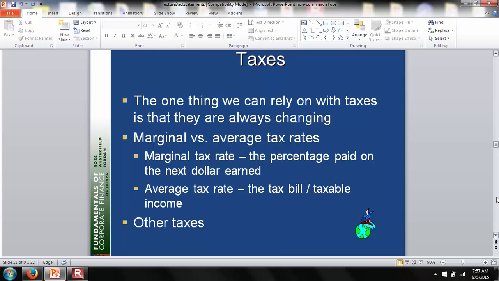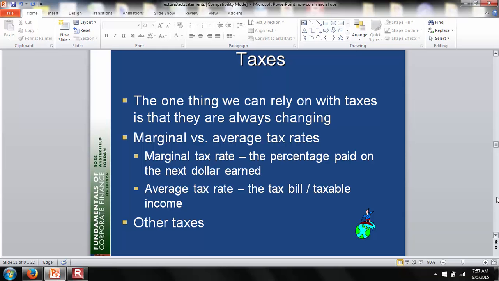The next item we have is the taxes, and what we say here is that the thing that we can rely on with taxes is that they are always changing. One of the sayings is that you cannot avoid paying taxes, nor can you avoid death. Both of them are inevitable. And when you talk about taxes, we have the marginal versus the average tax rate.